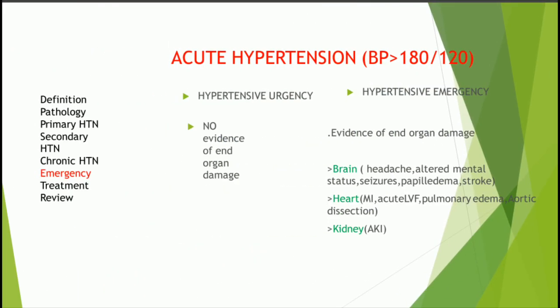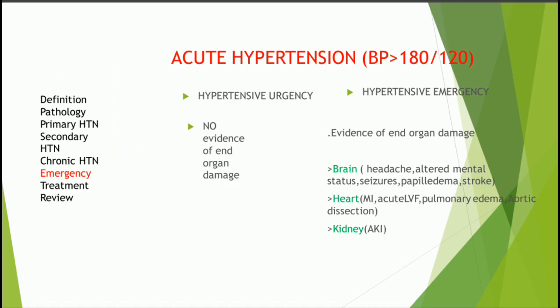Acute hypertension. An elevation in blood pressure of more than 180 by 120 mm of mercury is characterized as acute hypertension, and it is divided into hypertensive urgency and hypertensive emergency. In hypertensive urgency, there is no evidence of end organ damage, whereas evidence of end organ damage is present in hypertensive emergency. Organs such as the brain, heart, and kidney may fail.